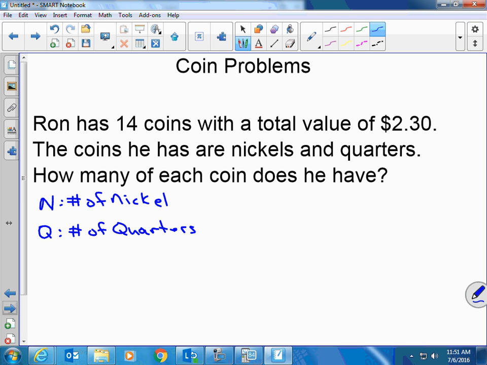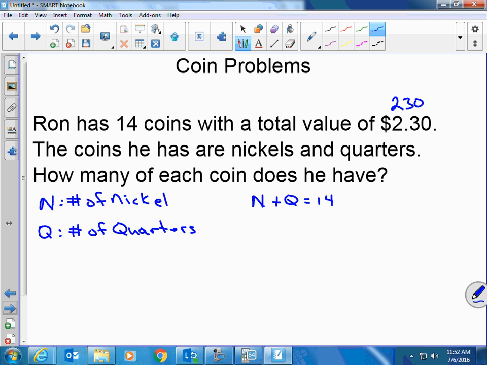So, first sentence, Ron has 14 coins. What kind of coins? Well, he has nickels and quarters. And so the number of nickels plus the number of quarters has to be the number of coins. He has a value of $2.30. I'm going to make this easier. I'm going to change that to 230 cents.